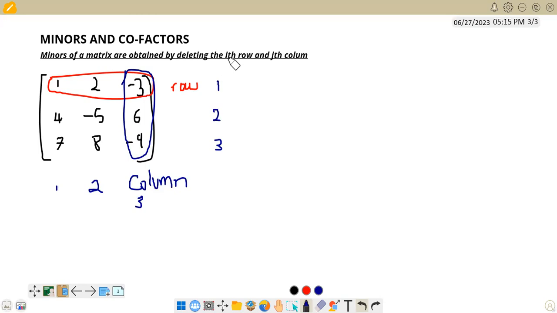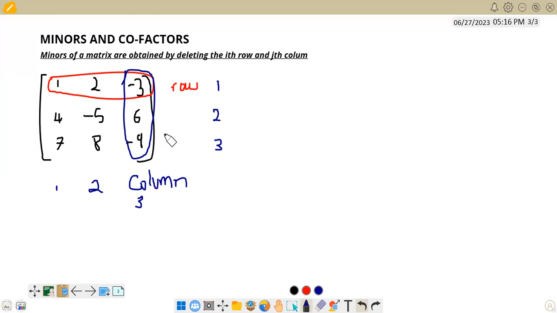So when they say ith row, it means any of these rows. Those that appear to go from left to right, these lines are the rows, whereas the lines that go from the north to the south, these are the columns. So we have column 1, column 2, column 3, and then we have row 1, row 2, row 3.